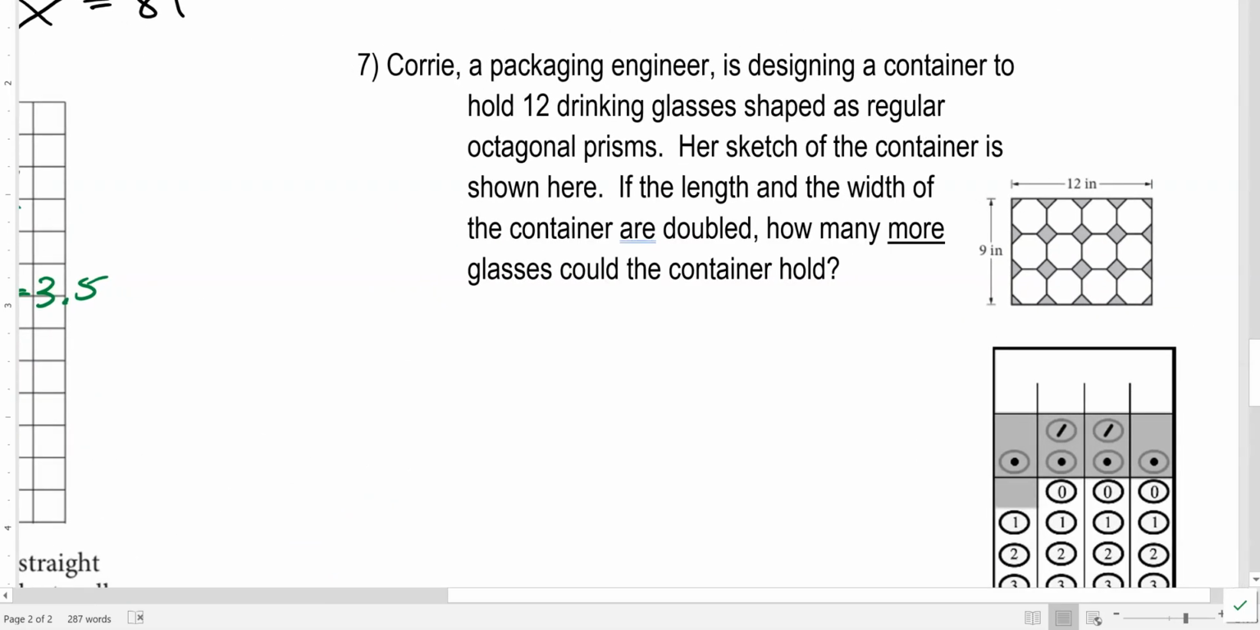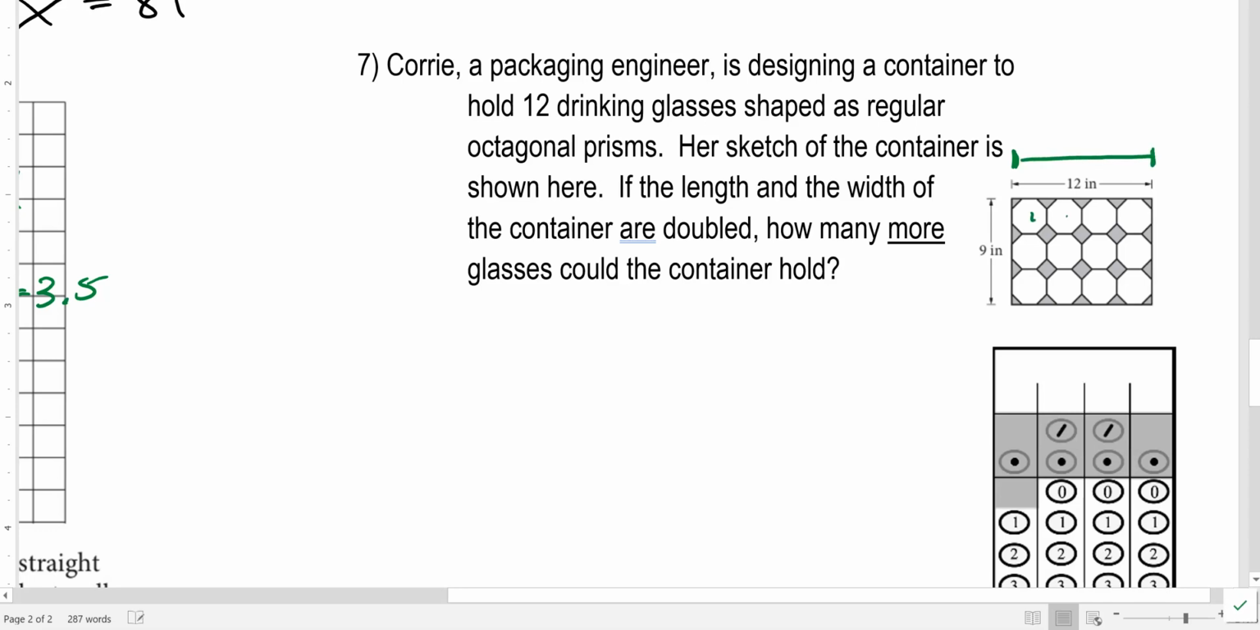So it says that Corey, a packaging engineer, is designing a container to hold 12 drinking glasses shaped as regular octagonal prisms. Her sketch of the container is shown here. If the length and width of the container are doubled, how many more glasses could the container hold? So think about this in terms of, I know there's numbers like 12 and 9, but really you should think about the length and the width in terms of number of glasses.